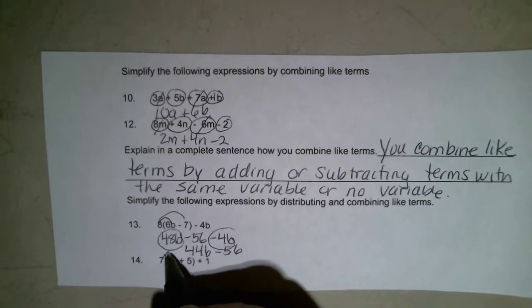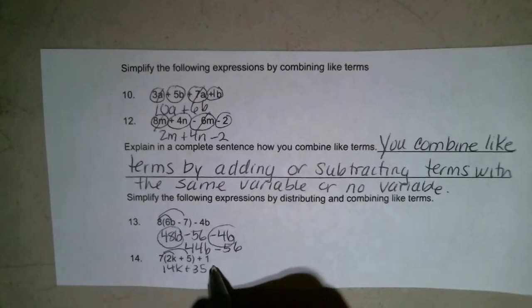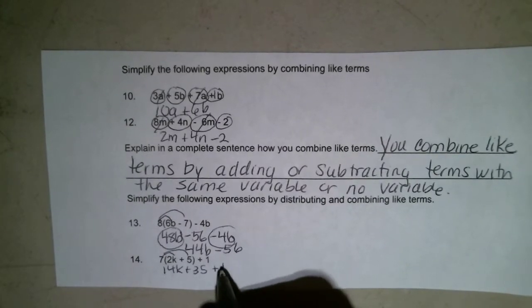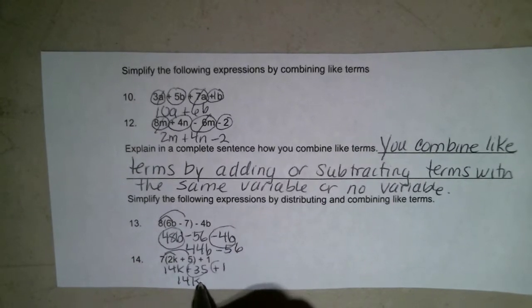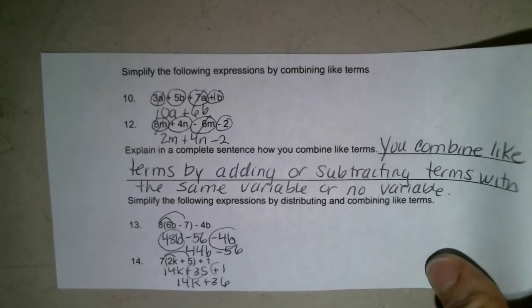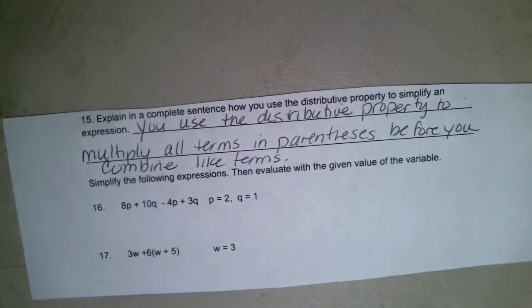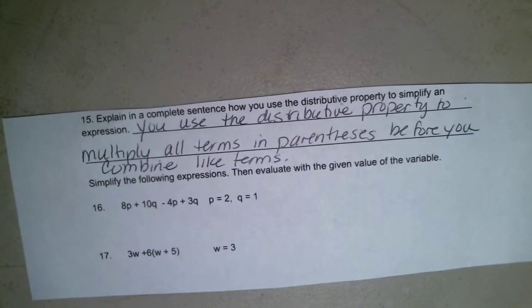14. First we distribute to get 14k plus 35 plus 1. We combine the 35 and the 1 to get 14k plus 36. Number 15. Explain in a complete sentence how you use the distributive property to simplify an expression. You use the distributive property to multiply all terms in parentheses before you combine like terms.